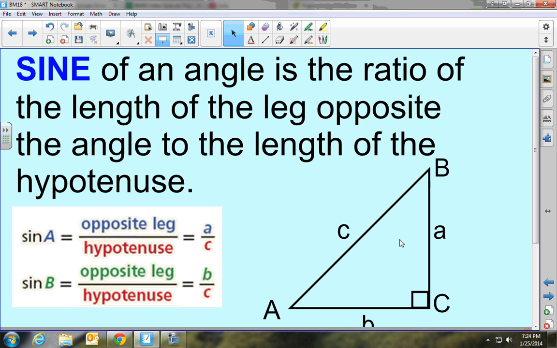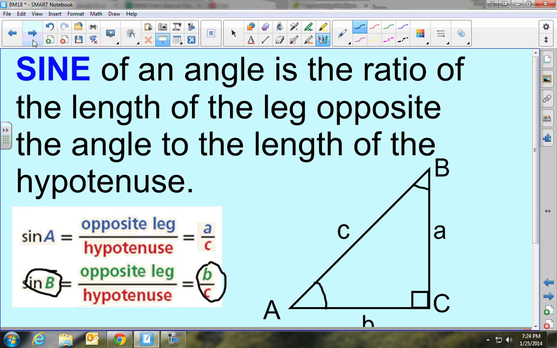So you'll see that the sine of angle A here is the opposite side over the hypotenuse. And over here, they've said A over C. Opposite over hypotenuse. If we were doing the sine of angle B, then we would use B as the opposite, side B over C. And you'll see that labeled right here. So sine is opposite over hypotenuse. That's all one must remember.